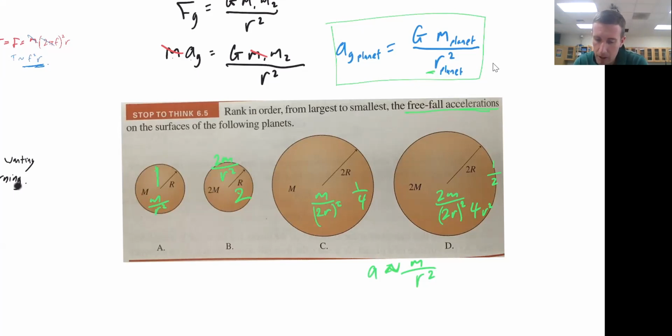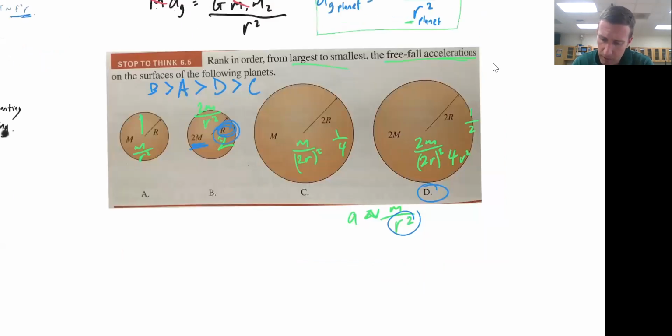Okay, from largest to smallest. Great, so the largest is going to be B. B is the biggest, bigger than the next one, which is A, which is bigger than the next one, which is D, which is bigger than the next one, which is C. So if I want more gravity, I want more massive planets, and I want them to be smaller. And if I have to decide, smaller is more important than mass, because that part gets squared. Nice. Feeling pretty good on that.